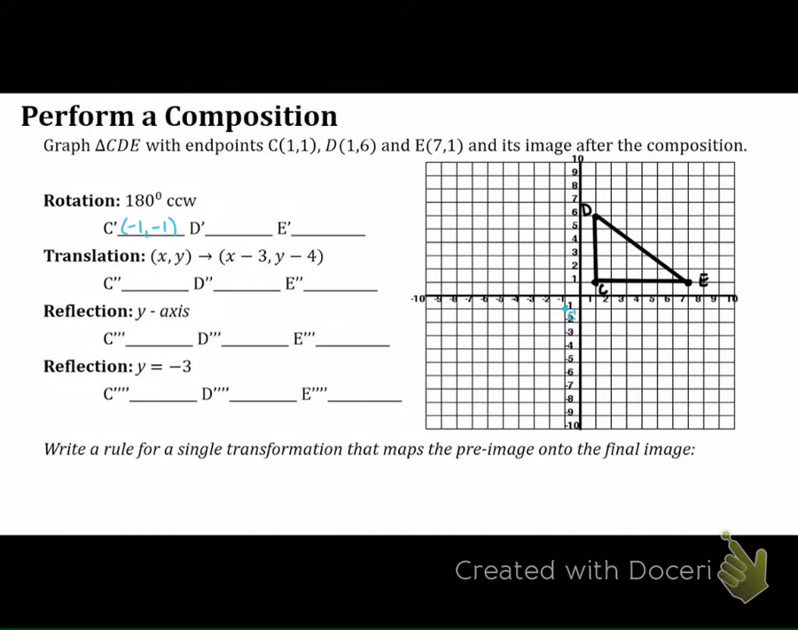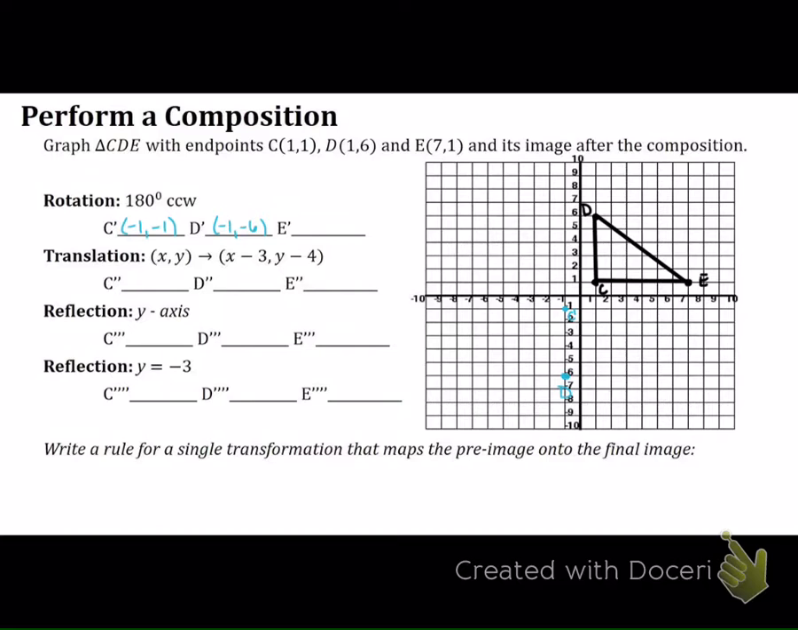Okay, D is 6 over 1, so we're going to stay 6 over 1 because it's 180 degrees. So to get to quadrant 3, do you have to go up or down 6? Down 6, left or right? Left 1. Negative 1, negative 6.